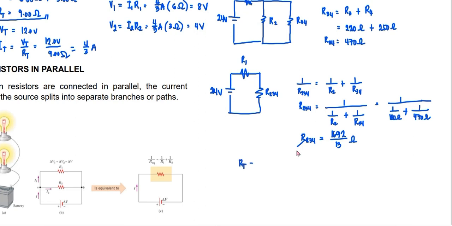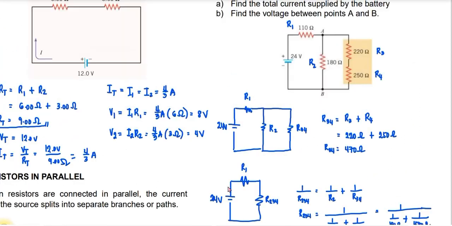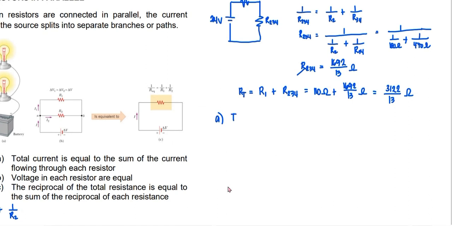So R total is equal to R1 plus R234, which is equal to, what's R1 equal to? 110 ohms. So 110 ohms plus 1692 over 13 ohms. So the equivalent resistance is equal to 3122 over 13 ohms. So for letter A, the total current supplied by the battery I sub T is equal to V sub T over R sub T. So V sub T is equal to 24 volts divided by 3122 over 13 ohms.